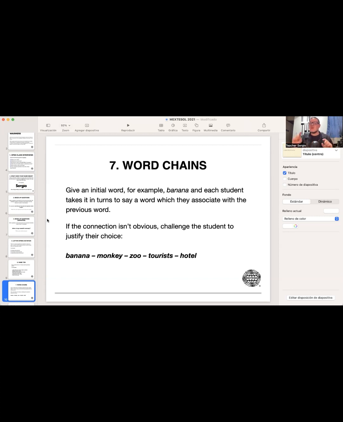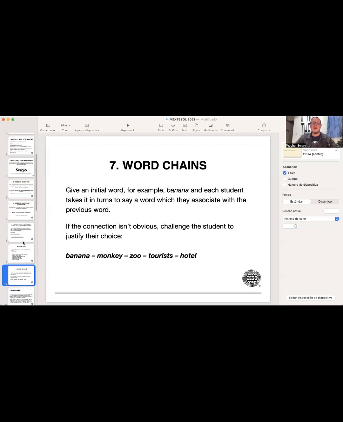This one, you can do it 1, 2, or 3 rounds, and they like it a lot because what I like to do is I sit down my students in a circle, and then we start saying the words. If they repeat or if they do not say anything in 5 seconds, then they have to leave the group, and it's like a small competition we start with.